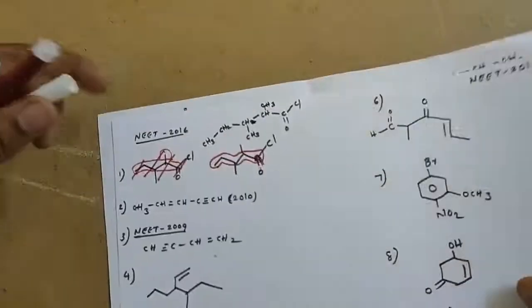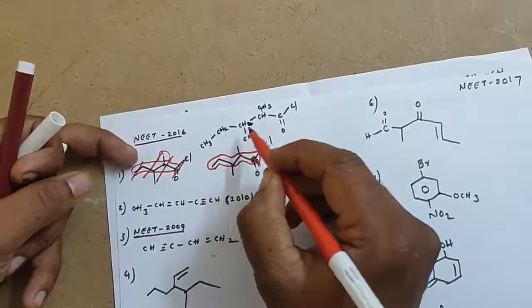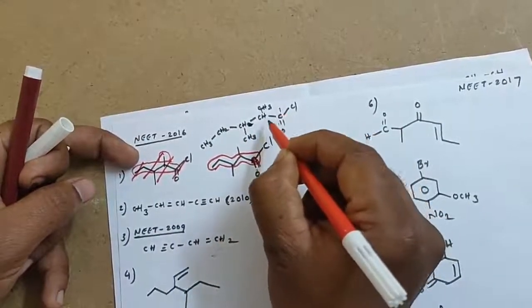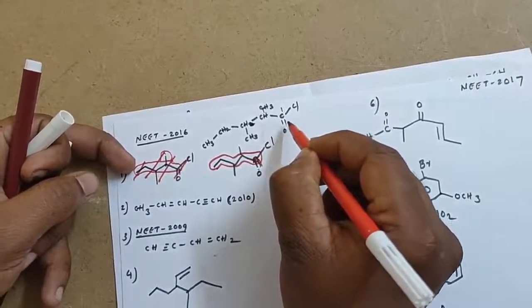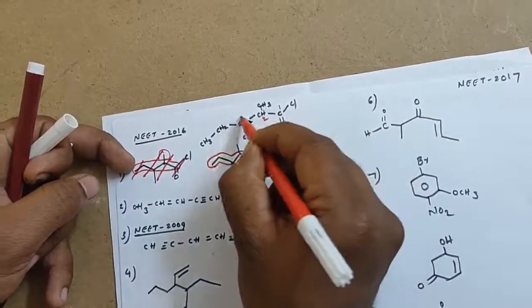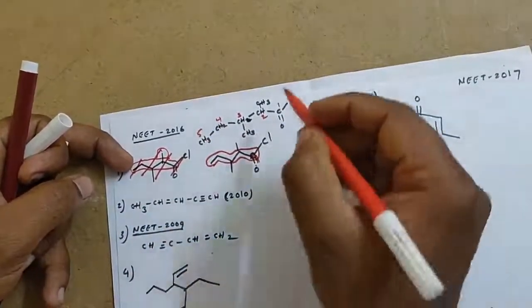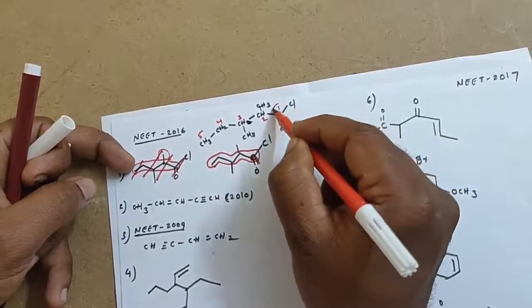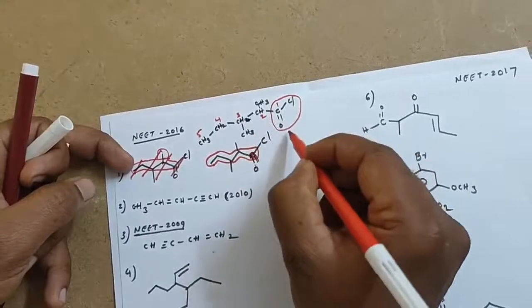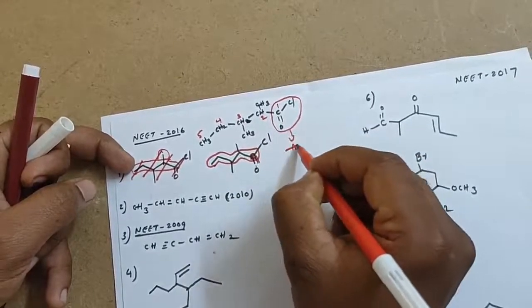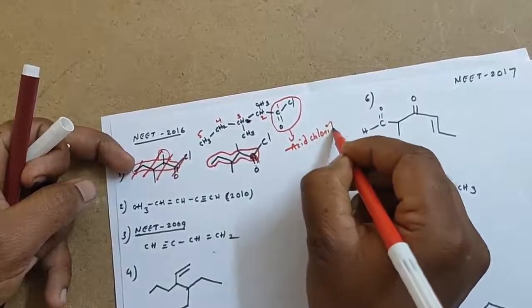Now I mentioned to you, this is the longest chain: 1, 2, 3, 4, 5 carbon atoms. Numbering I will start from here. Why? Because numbering always starts from the functional group carbon. 1, 2, 3, 4, 5. Okay, then what is the functional group present here? This is our functional group. What is the functional group name? This is an acid chloride. The functional group name is called acid chloride.